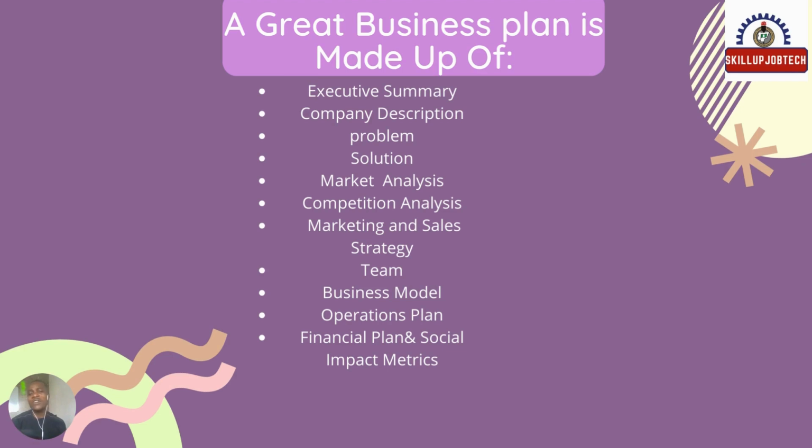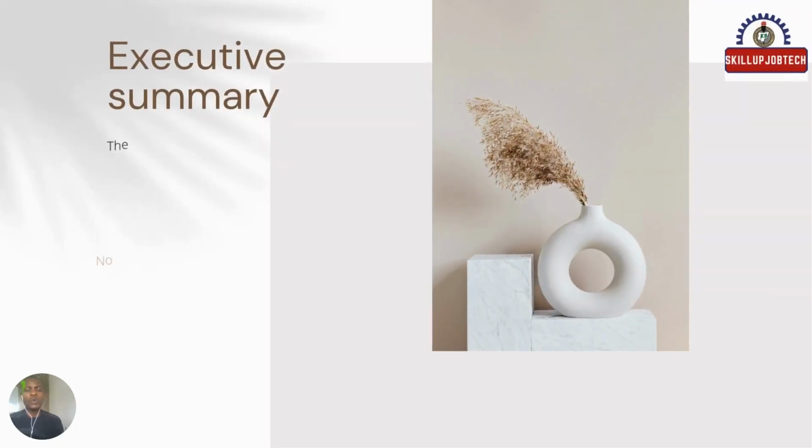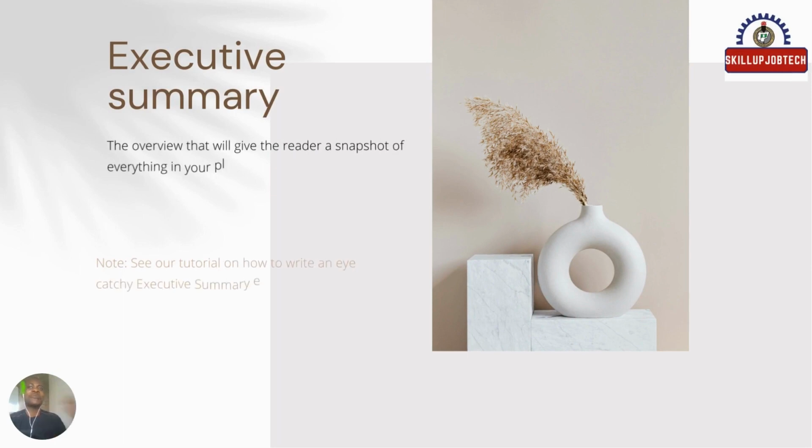Each of these components of a business plan, we are going to talk about one after the other and see ways by which we can come out with what I call an investor's eye business plan. Now we may ask, what is executive summary? Executive summary is like an abstract in academic work. It is the summary of all that is going to be written in a business plan.